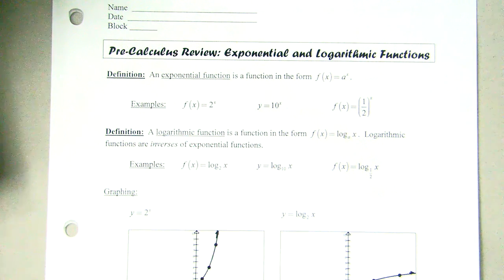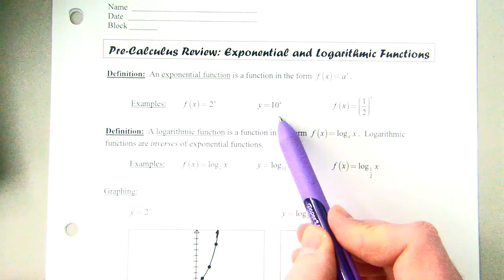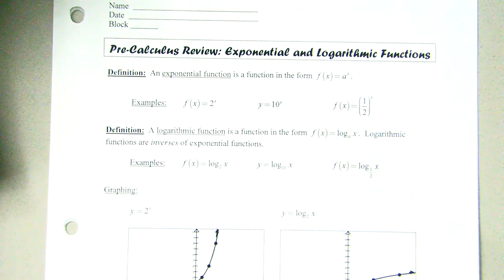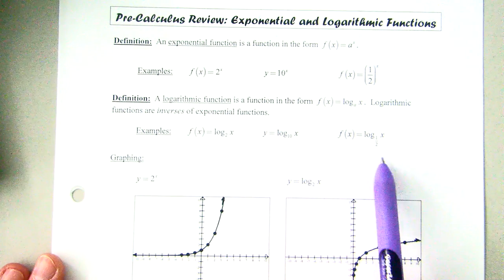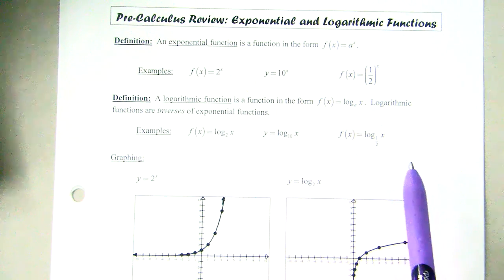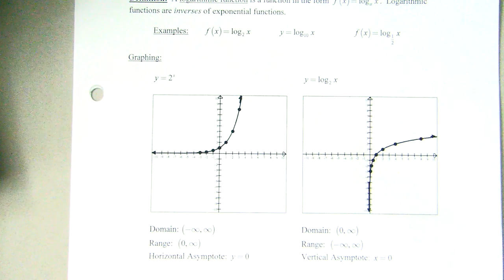Exponential functions are y equals 2 to the x, y equals 10 to the x, y equals 1/2 to the x. You've been working with these since like algebra 1. Logarithmic functions are the inverses. You've been working with these since algebra 2. Y equals log base 2 of x, y equals log base 10 of x, y equals log base 1/2 of x. You've seen things like this. You should know the basic shapes of the graphs. We're not going to do any graphing. You did lots of that the last 2 years.